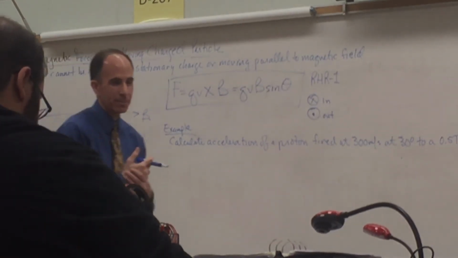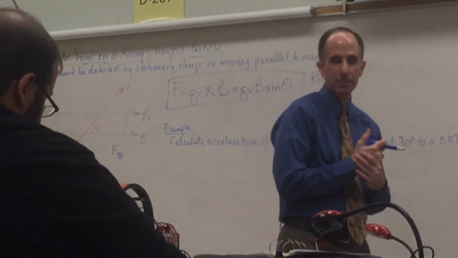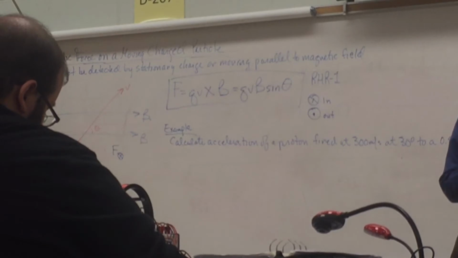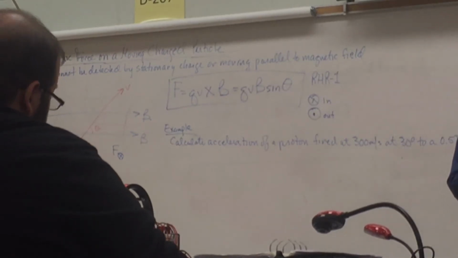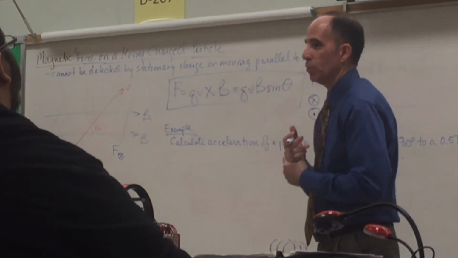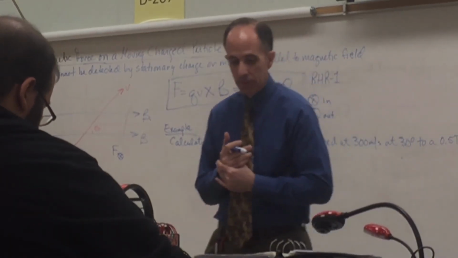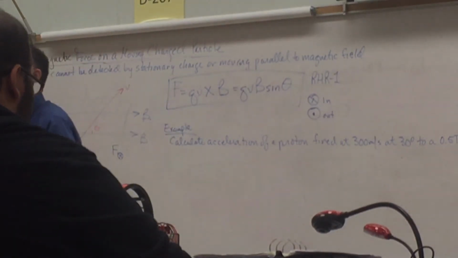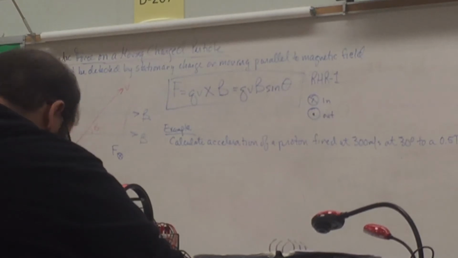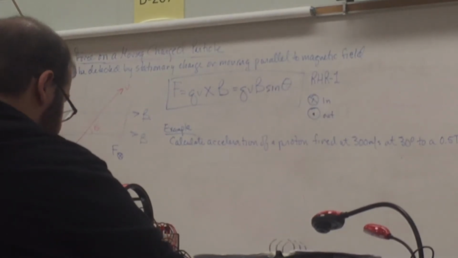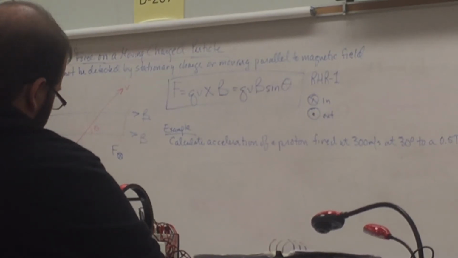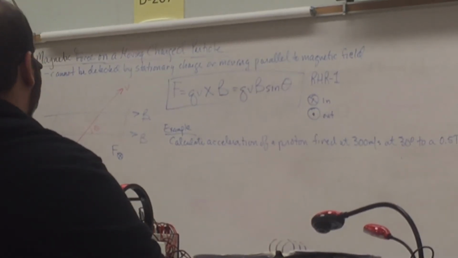Anybody got the answer here? Anybody know what you would do? What's the mass of a proton? 1.67 times 10 to the negative 27. I'll give it to you on the test, because I doubt you remember that. If anybody needs the mass of a proton, it's 1.67 times 10 to the negative 27 kilograms.